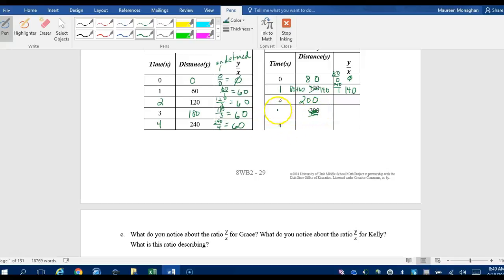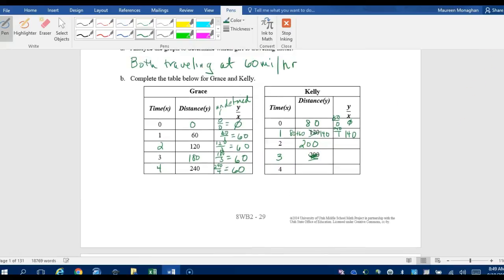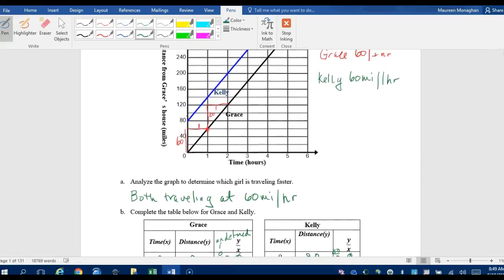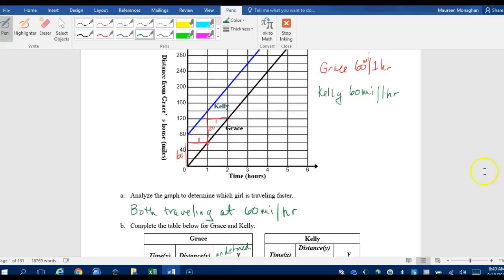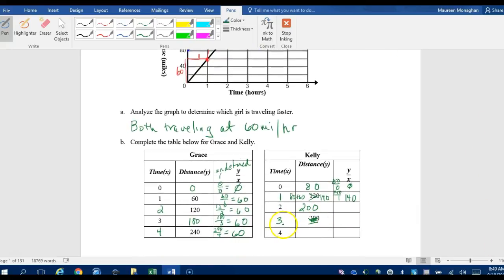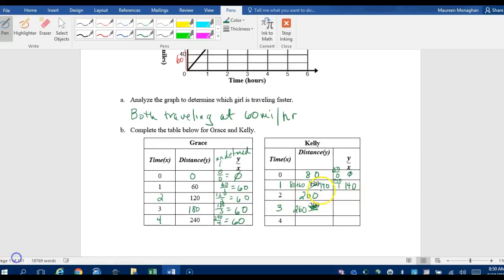And then at 3 hours, let's see where she is for that. Back up there, come on, come on. 3 is at 260. Okay, and that would make sense because we're doing 3 times 60 plus the 80. I think I said that wrong. It's 3 times 60 is 180 plus the 80 is 260.